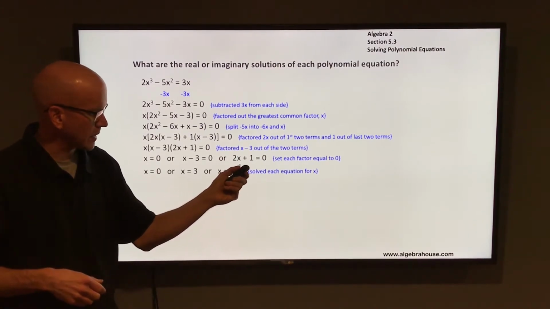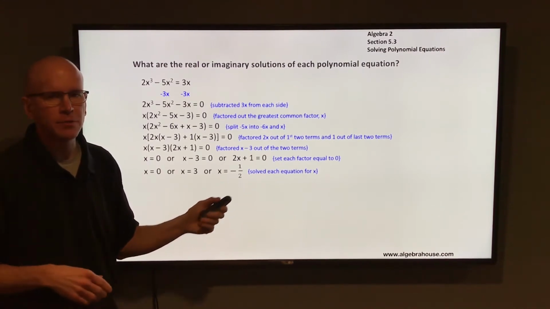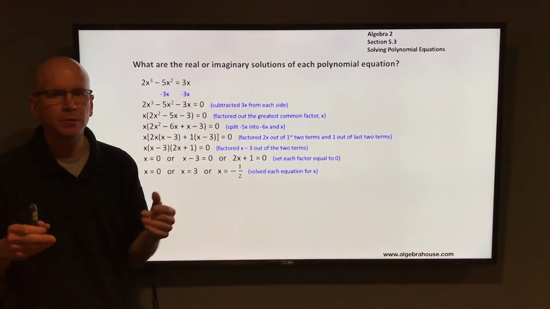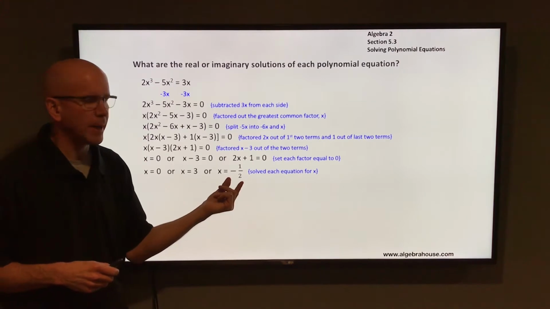And on the end, 2x plus 1 equals 0. Subtract 1 and divide by 2. End up with x equals negative 1/2. So those are the x-intercepts. Those are the roots, the zeros, the solutions to that equation. x equals 0, 3, or negative 1/2.